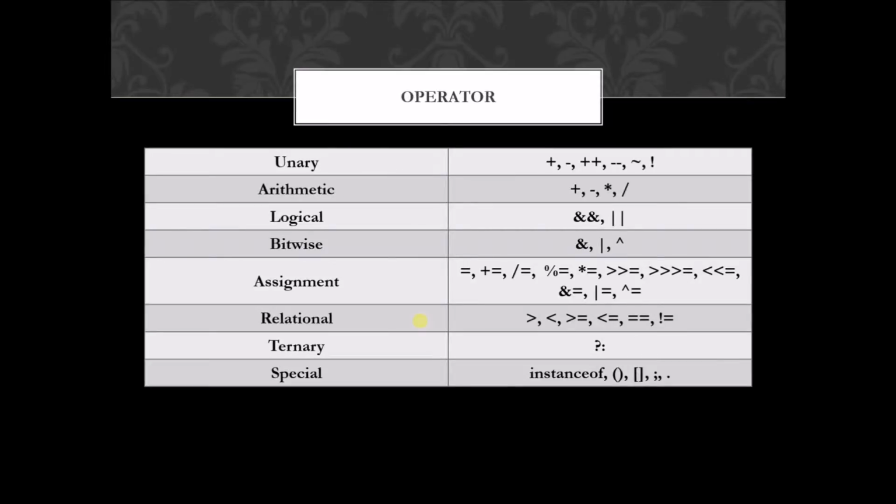Now, operators. Operators help us in doing some operations. There are two parts of a function: operands, the values that will be operated on, and the operators, those are the functions that we'll be using. In Java, there are a total of 44 operators. You can pause this video and note down the operators. There are unary, arithmetic, logical, bitwise, assignment, relational, ternary, and special operators.